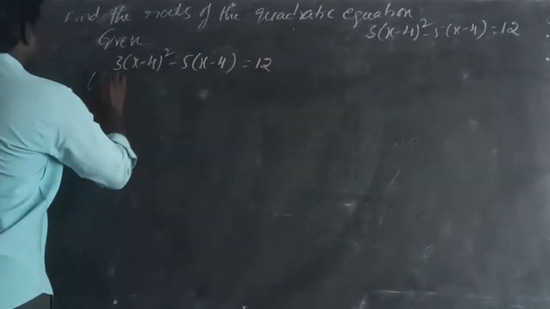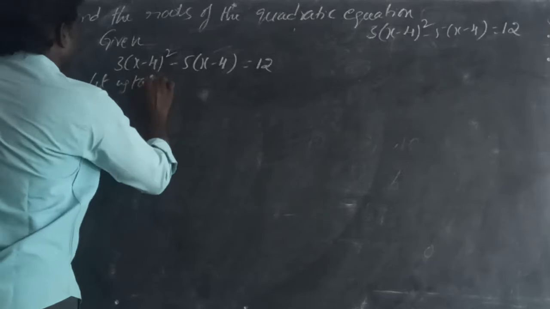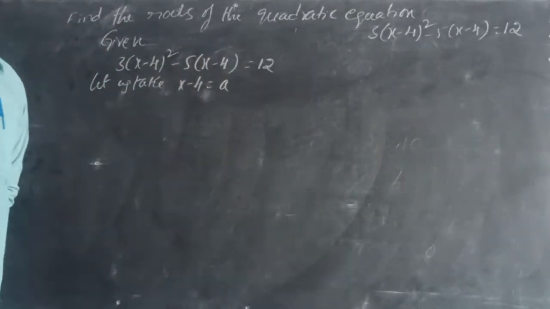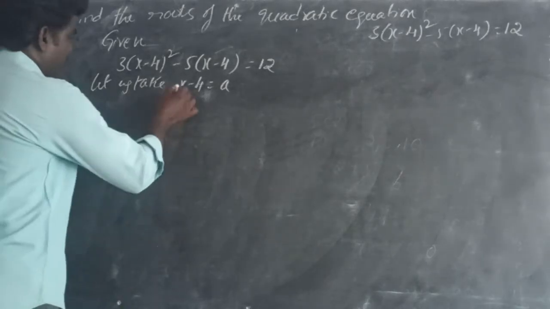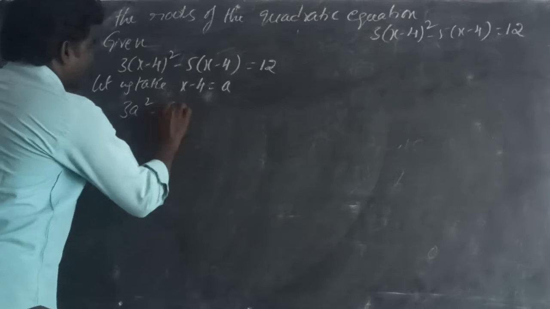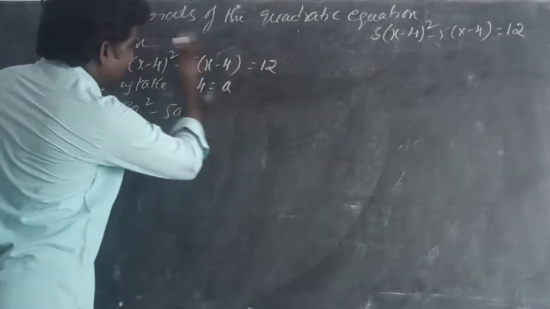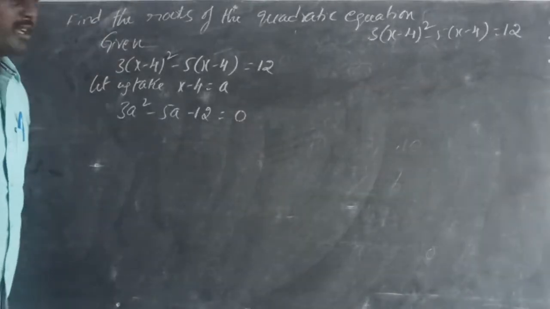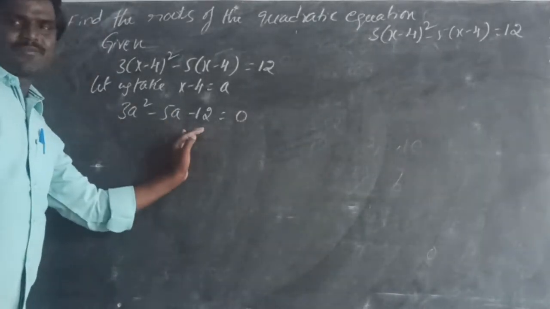So let us take x - 4 = a. In the place of x - 4 we take a, so we get 3a² - 5a - 12 = 0. Okay, now it has become a quadratic equation.